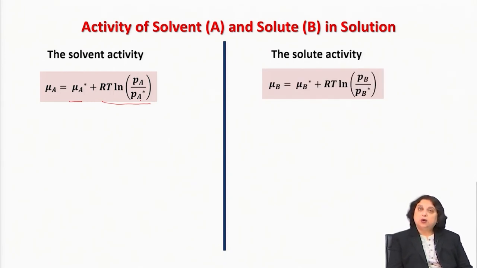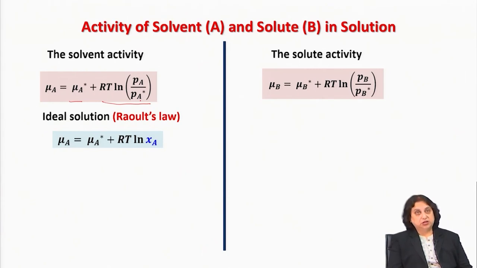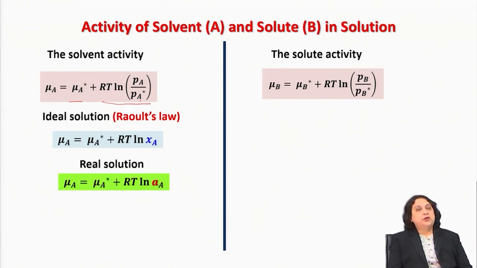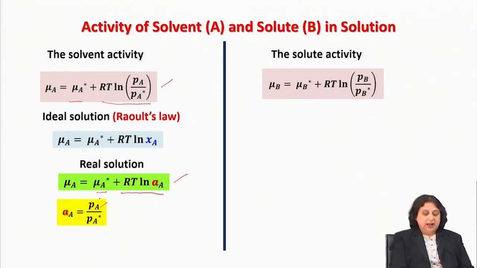Similarly, the solute activity can also be written in an analogous manner. Now, if I have an ideal solution, I know that mu A can be written down as mu A star plus RT ln XA. For a real solution, I am going to replace this as mu A star plus RT ln of the activity of A. Now, if I compare this expression to this expression, I understand the activity of A must be the ratio of the partial pressure of the vapor A over the real solution containing both A and B, to PA star, when only the pure solvent A was present and there was no solute B.